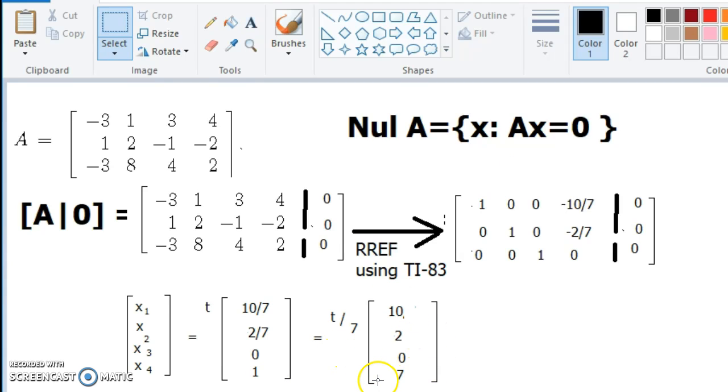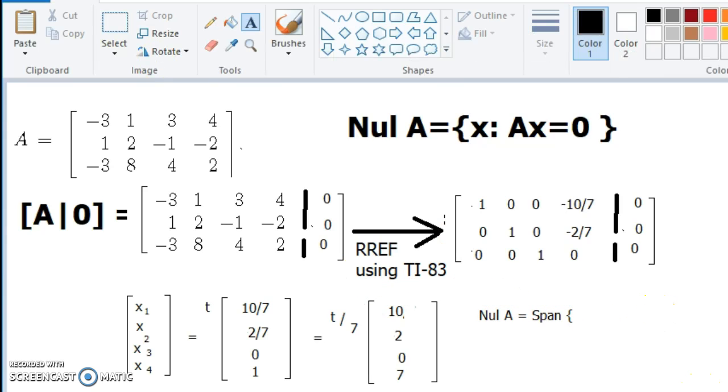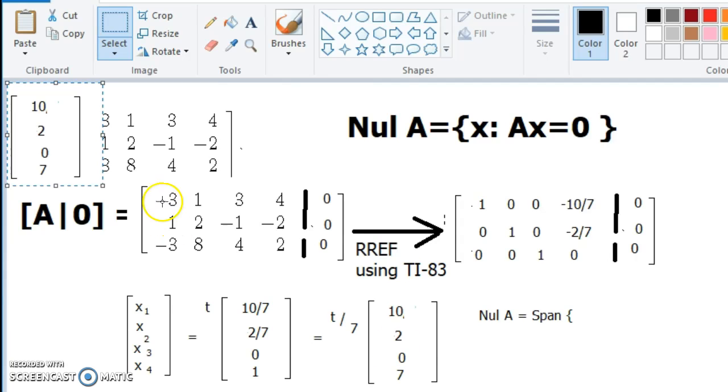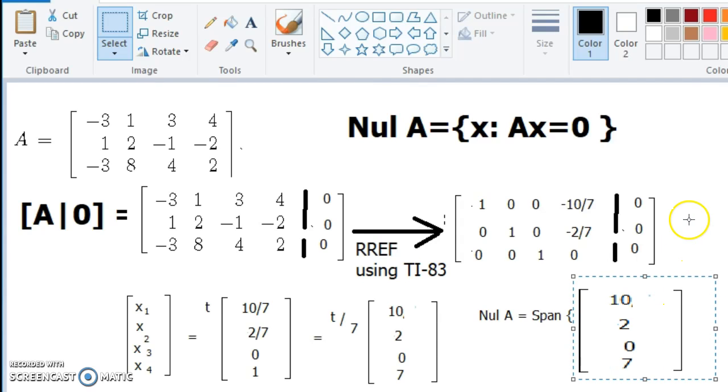This is not necessary, but because of that, we know that the null of A is equal to the span of this one single vector. There you go. The span of this one single vector.